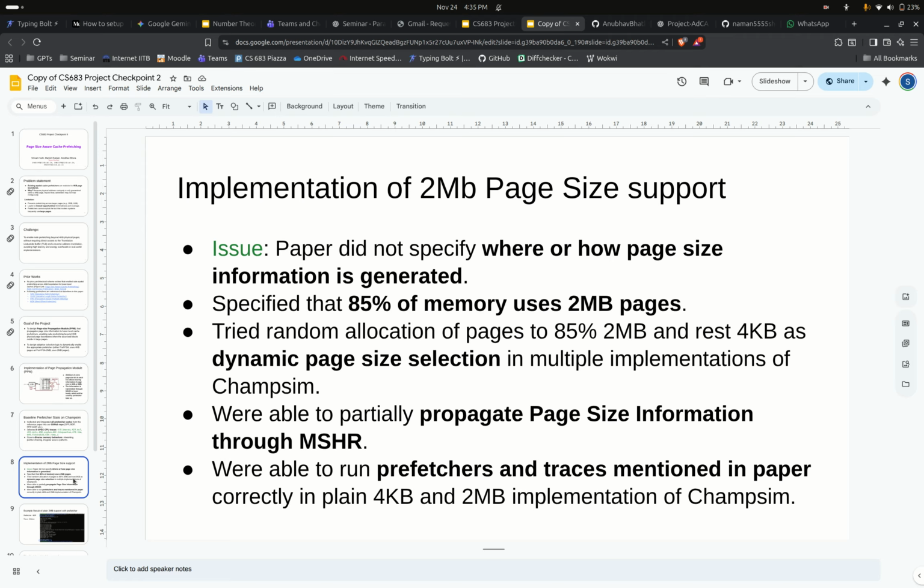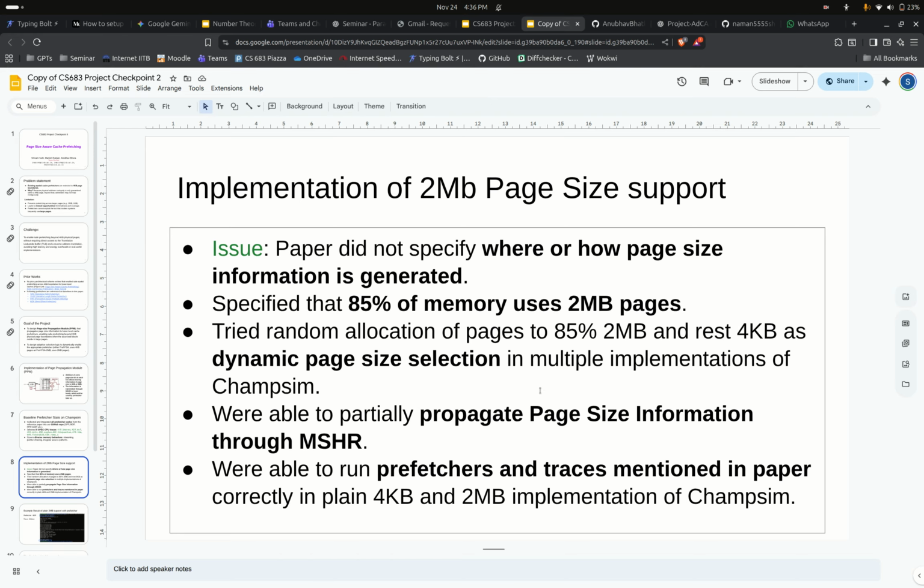We need to implement 2 MB page size support. The issue is that the paper does not specify where and how the page size information is generated. It does mention that 85% of memory uses 2 MB pages for the given traces. We tried to randomly allocate 85% of pages to 2 MB and the rest to 4 KB as dynamic page selection.